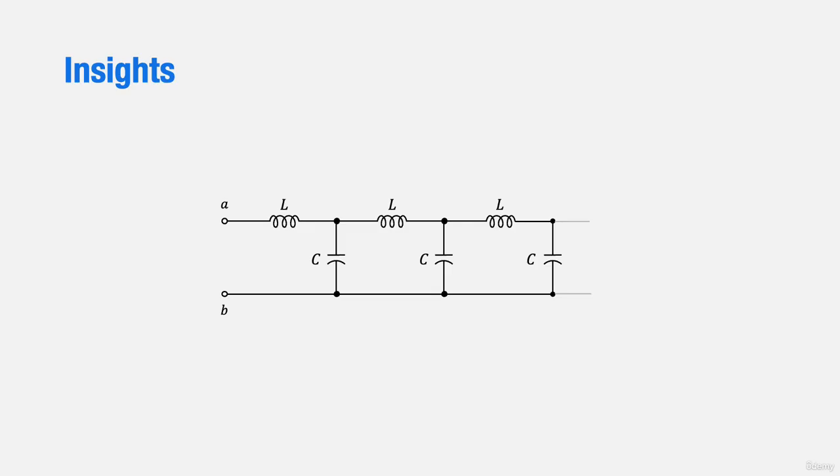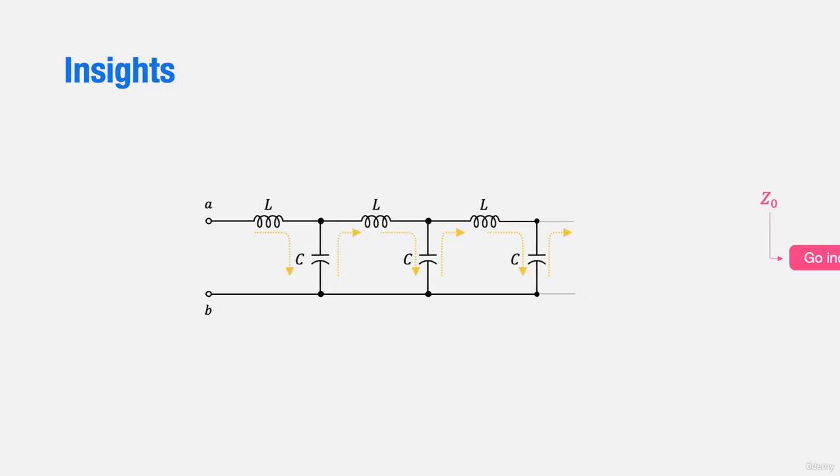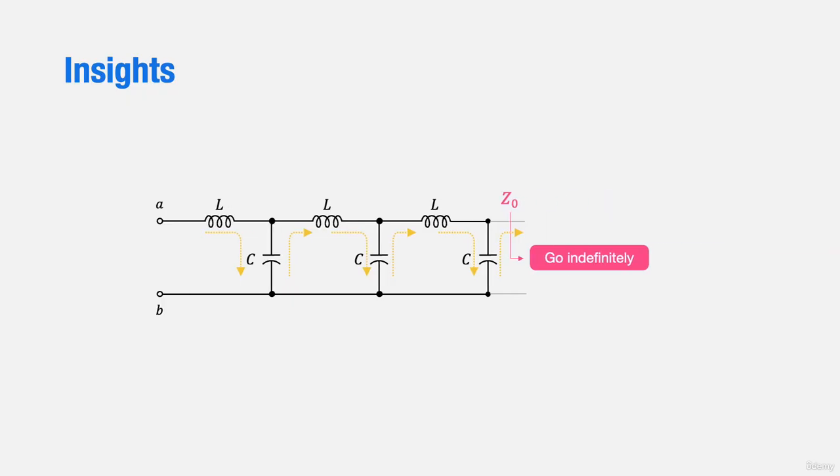So when our signal comes in from the left, its energy is passed from the inductor to the capacitor, and then from the capacitor to the next inductor, one after the other, endlessly. So the signal gets propagated on the line.